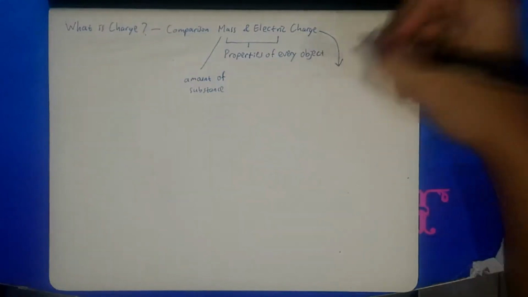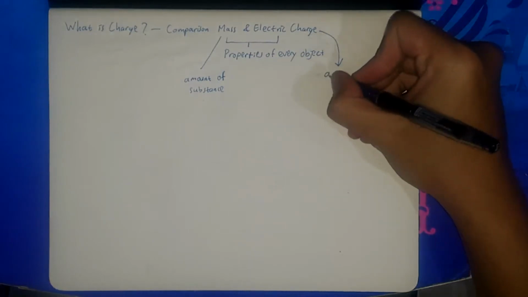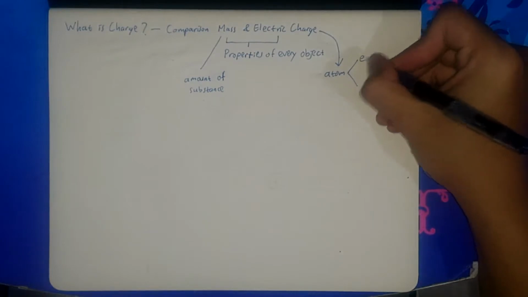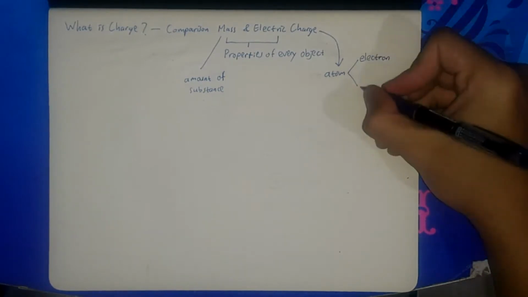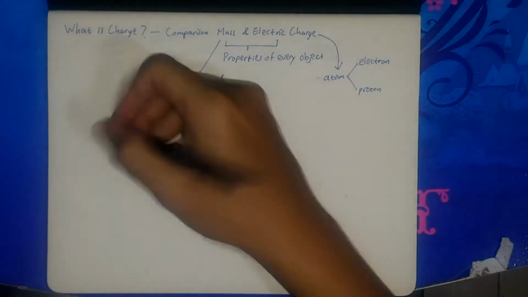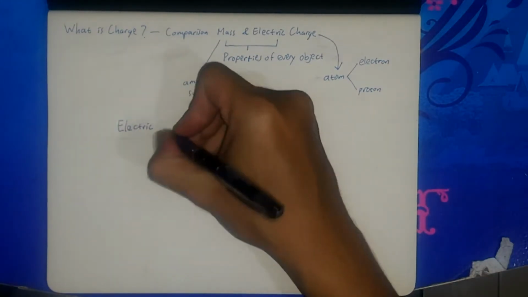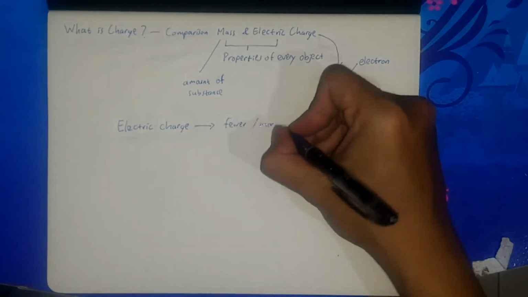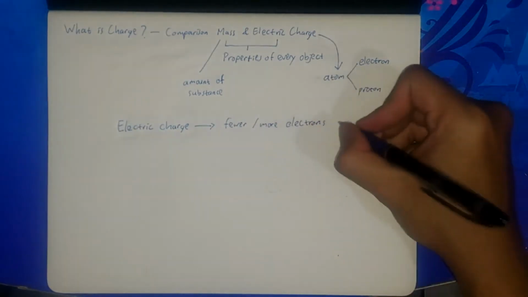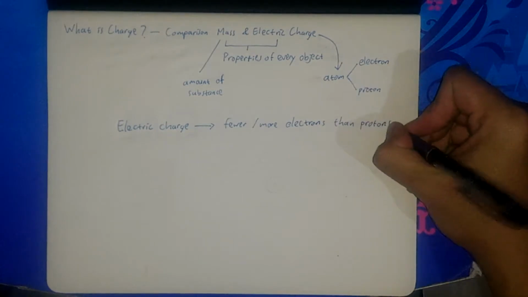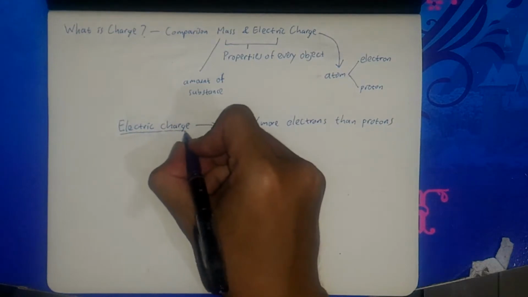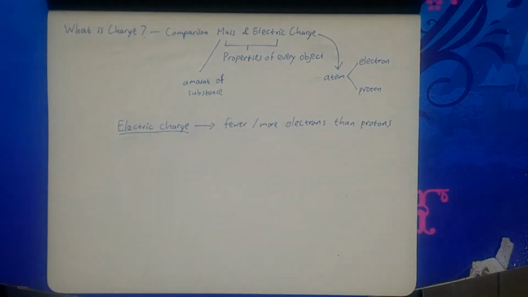On the other side, electric charge is a property that is related to the atom. So electric charge is related to the amount of electrons and protons an object has. I would like to define the charge of an object as a characteristic that expresses how the object has fewer or more electrons than protons. I like this definition because it helps me think about charge in terms of the difference in the amount of protons and electrons.